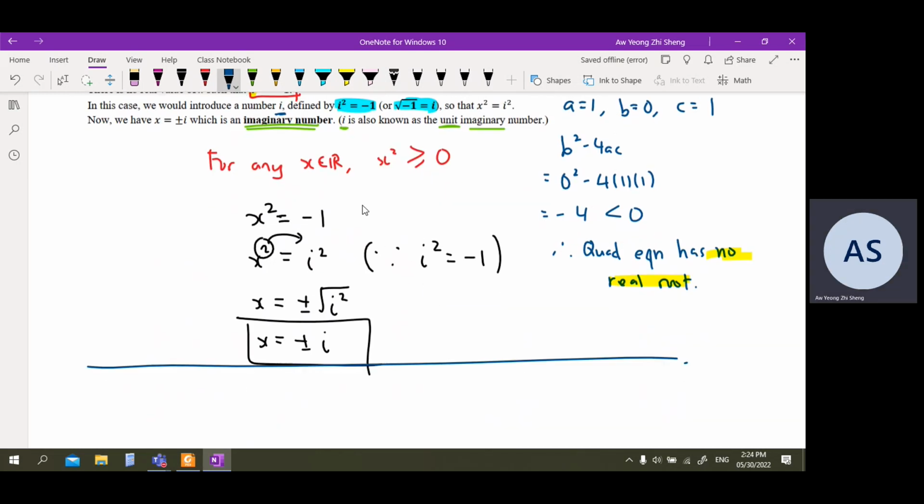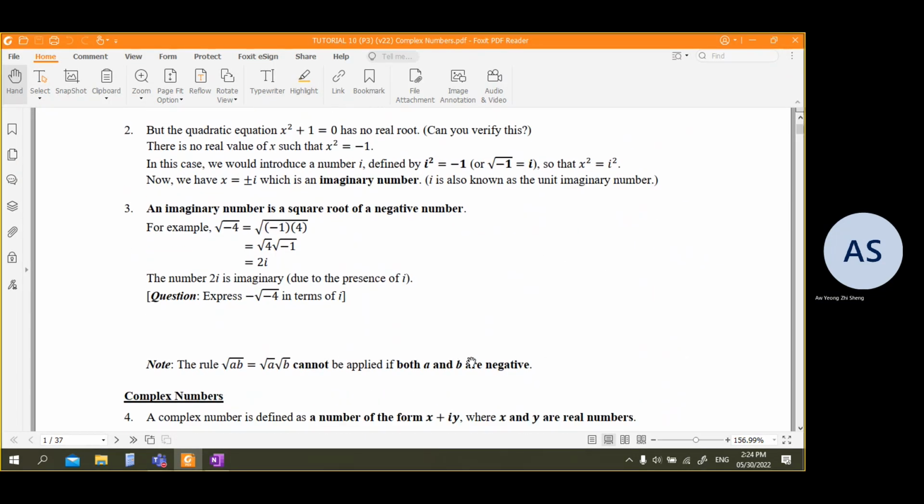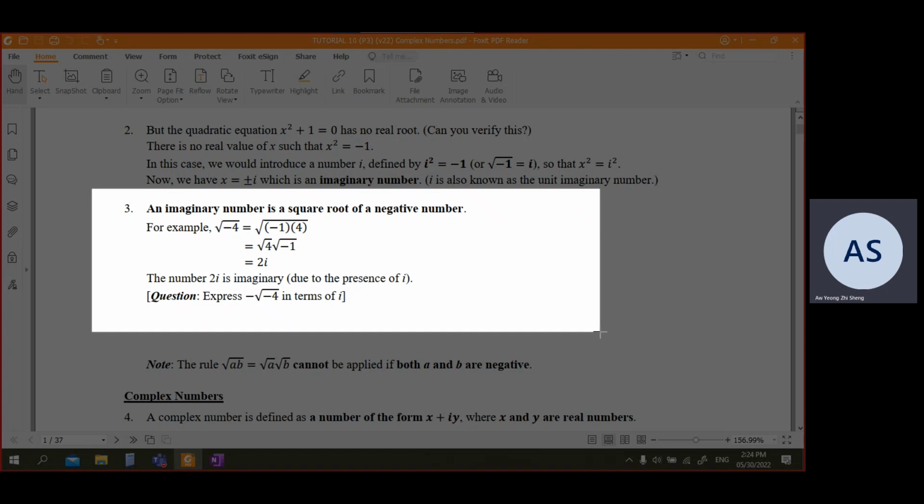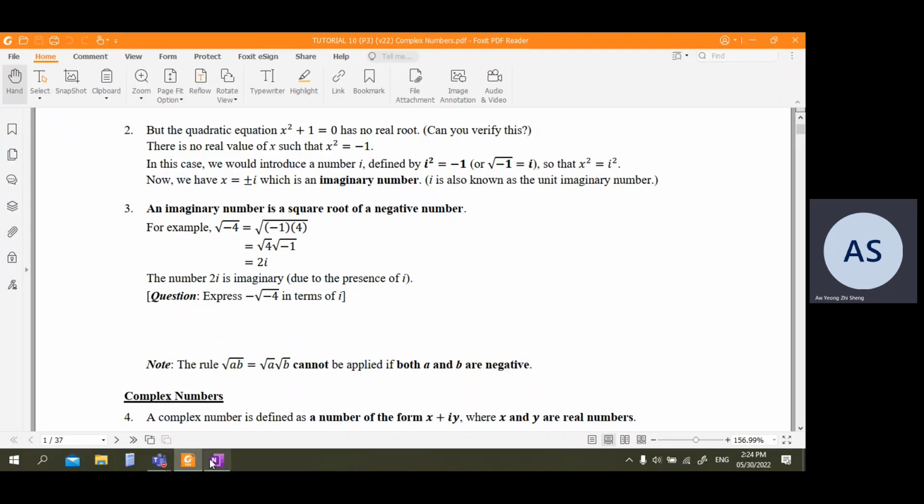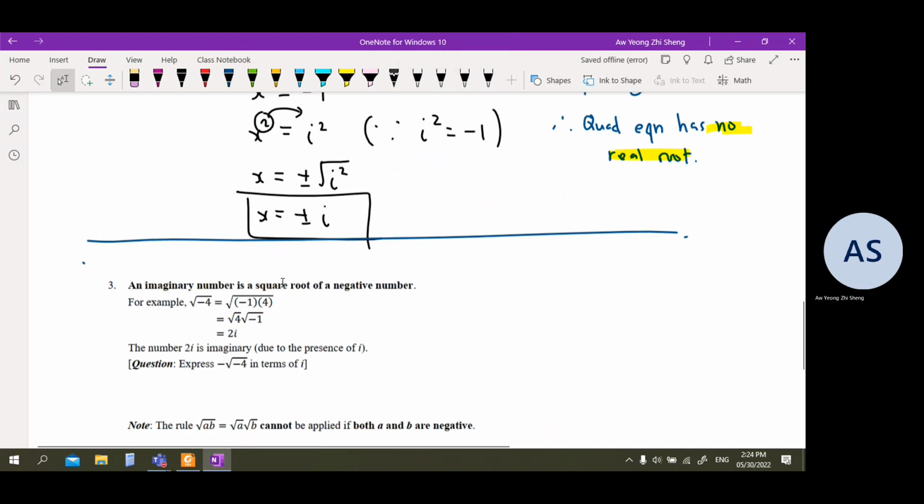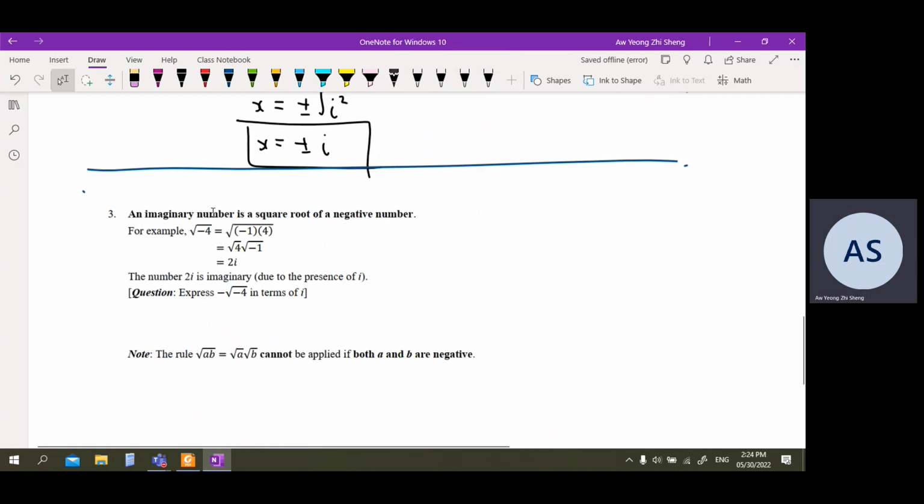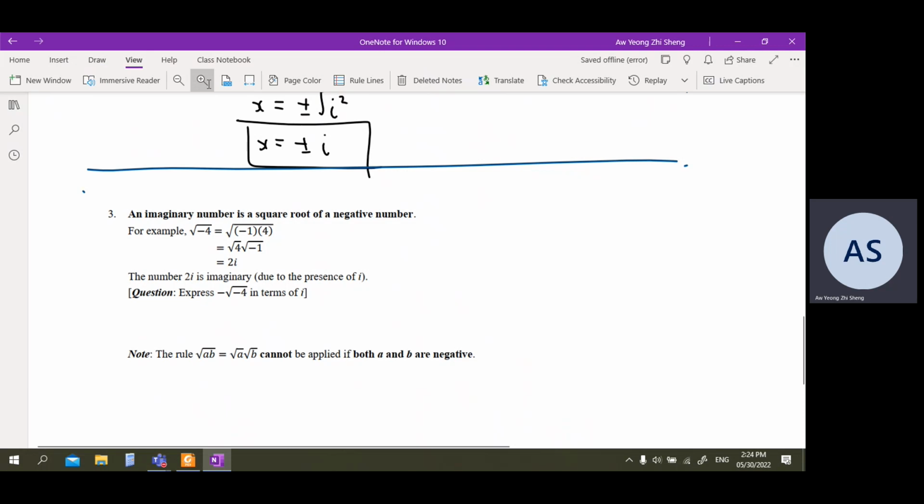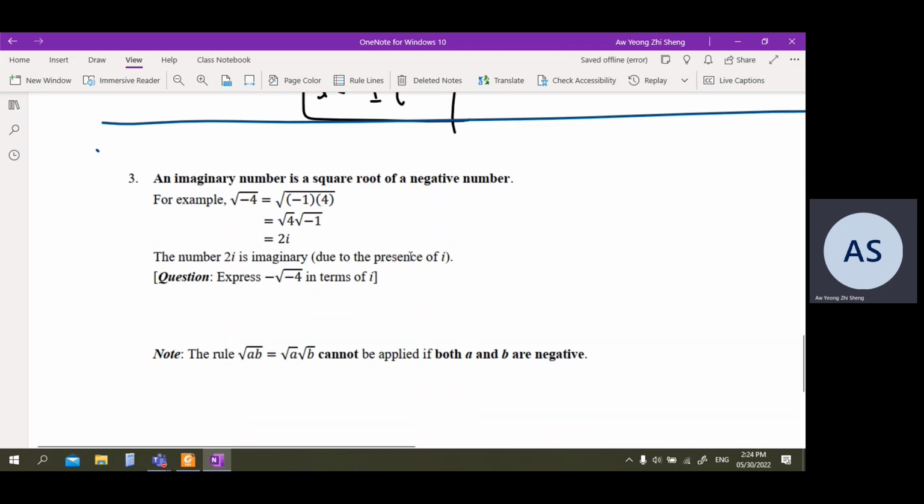Right, now we will move to point number 3. An imaginary number is a square root of a negative number, for example, the square root of -4. In this chapter, we might encounter the square root of a negative number, and we are expected to simplify it and write it in terms of i.